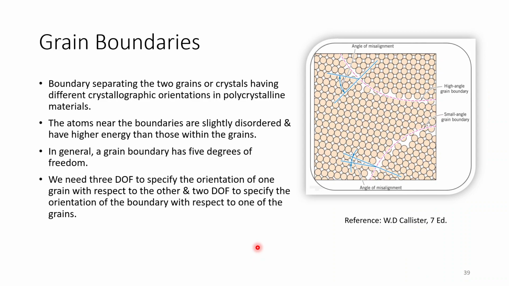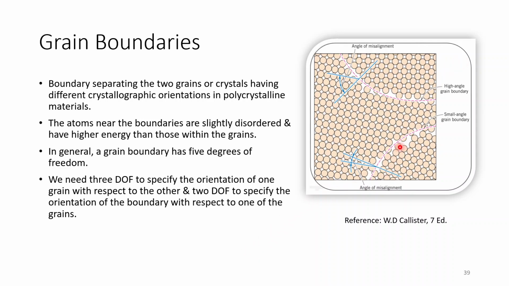Next is grain boundaries. These are boundaries separating two grains or crystals having different crystallographic orientations in polycrystalline materials, and the atoms near the boundaries are slightly disordered and have higher energy than those within the grains. In general, a grain boundary has 5 degrees of freedom, and we need 3 degrees of freedom to specify the orientation of one grain with respect to the other.